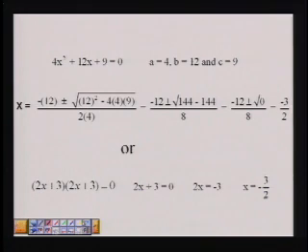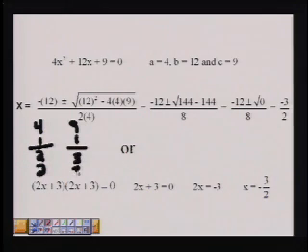In this case, we could say that factors of 4 are 4 and 1, factors of 4 are also 2 and 2, and then factors of 9 are 9 and 1, and also 3 and 3. The question would be, how could I get a sum? Because our last term is plus. How can I get a sum of 12? Well, 2 and 3 and 2 and 3. So that's what we have below.